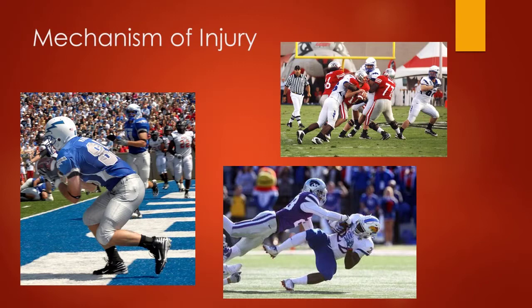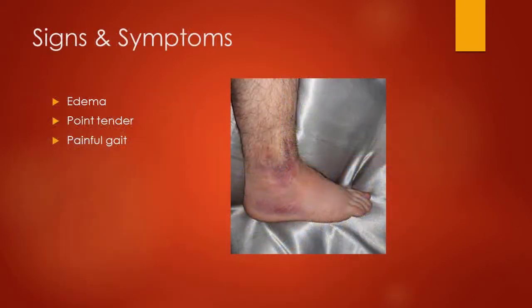Generally, the mechanism of injury for a syndesmosis sprain is a full closed kinetic chain issue where the forefoot is loaded with the heel off the ground and an external rotation on the lower leg. You may also see a forced dorsiflexion or hyperdorsiflexion occurring. Signs and symptoms include anterior lateral edema that's localized to the syndesmosis joint, point tenderness at the syndesmosis joint, and the person finds that it's very painful to walk.